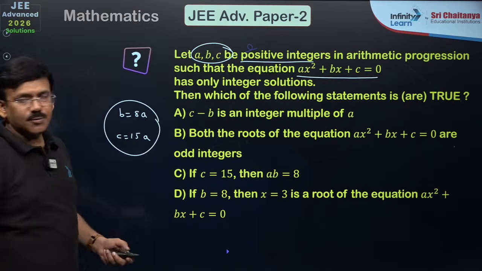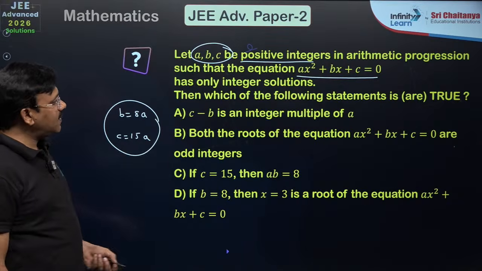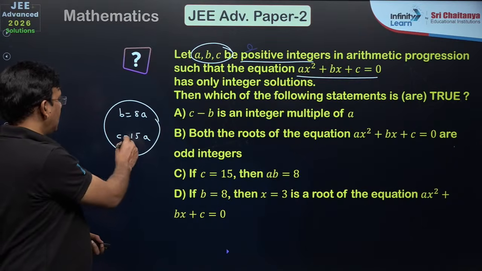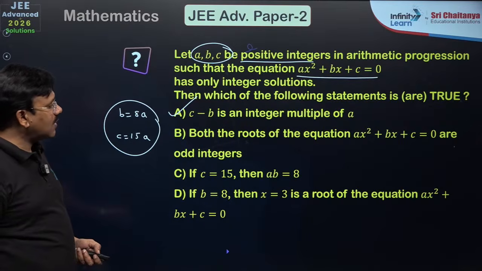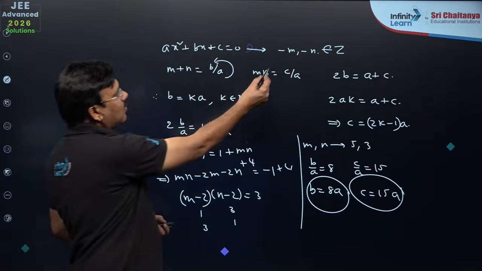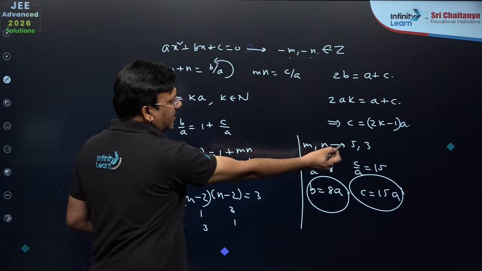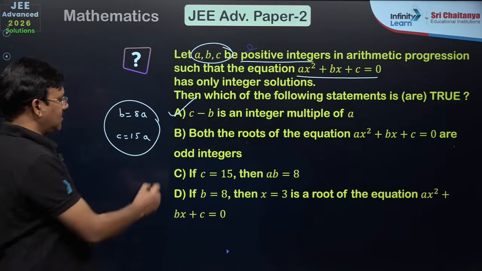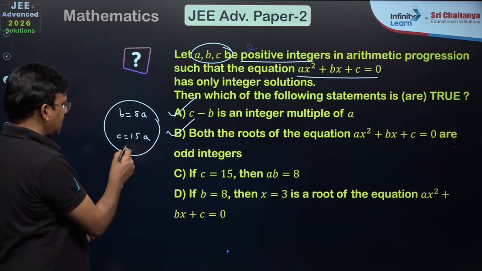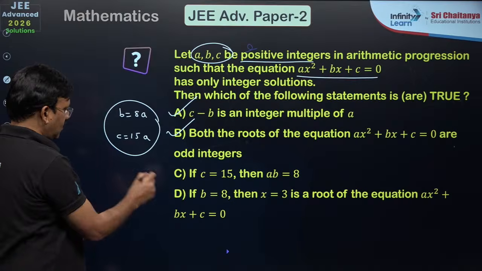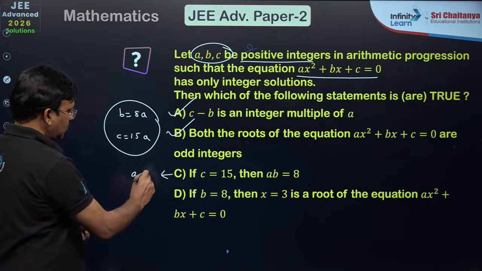Now you verify the options. c minus b is an integral multiple of a. c minus b, correct. Both the roots of this are odd integers. You see, the roots are minus m, minus n, minus 5, minus 3, correct. This is also correct. If c is 15, a b is 8. You see, if c is 15, in this case, a is equal to 1.